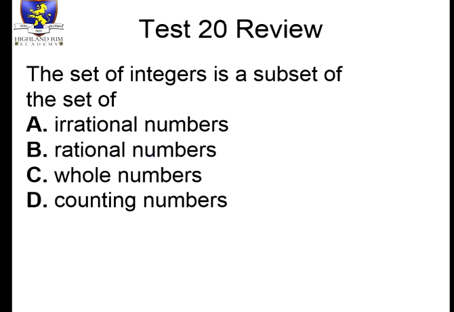Okay. Set of integers is a subset of the set of. Is it a subset of the set of irrational numbers? Well, no, because irrational numbers are the square roots and things like that. So the set of integers is not a subset of irrational numbers. Is it a subset of rational numbers? Yes, it is. Is it a subset of whole numbers? No. Instead, whole numbers is a subset of integers, and counting numbers is also a subset of integers. Go by elimination. Go through them all. So obviously the answer here is B.